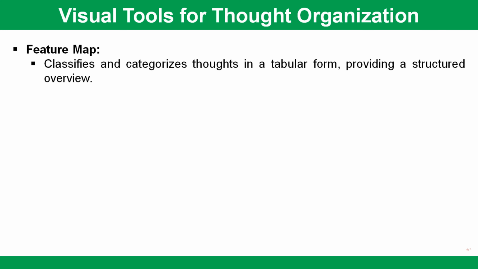Using visual tools for thought organization is essential. Utilize feature maps to classify and categorize thoughts into a tabular form. These maps provide a structured overview, allowing you to organize your ideas systematically and identify relationships between different concepts.